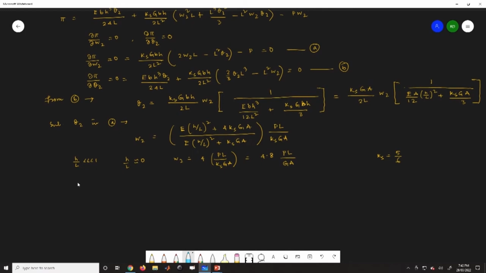On the other hand, if the H by L ratio is approximately equal to 1, then you will get the shear deformable beam, that is E plus 4KsGA by E plus KsGA. That is your shear deformable beam, which will have both bending as well as shear deformation contribution.